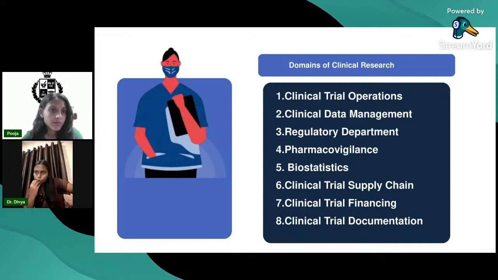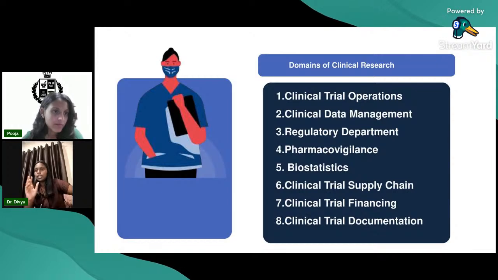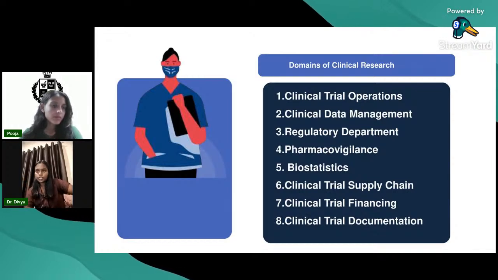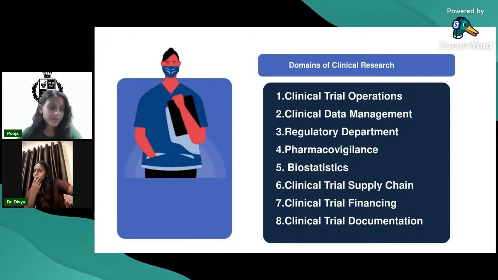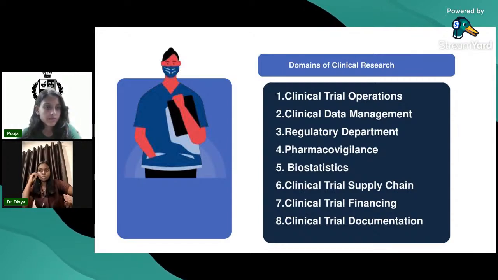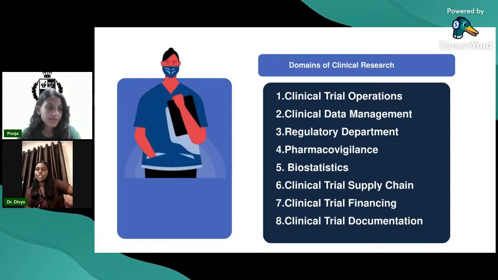Then the sixth domain is clinical trial supply chain. This is a new domain discovered in this field, I think. I have been working in this field for a few months now, and I feel that conducting a trial is easy, but maintaining the supply chain is a bit difficult. Not every trial unit has this person. My trial unit didn't have one, so I had to do the work.